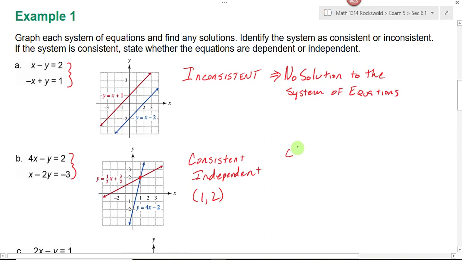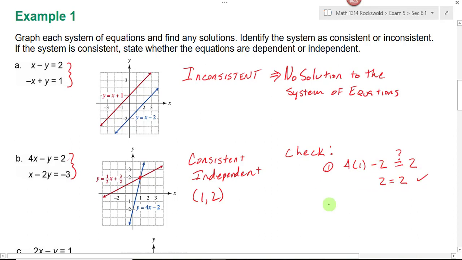Now, it's important that you check your answers, and we can check this first equation by plugging in a 1 for x and a 2 for y and see if we get a true statement. So on our first equation, we would have 4 times 1, because 1 is what x is equal to, minus 2, because that's what y is equal to, and what we want to know is, is that equal to 2, the right-hand side of this equation? Well, 4 times 1 is 4, 4 minus 2 is 2, and we do get 2 equals 2.